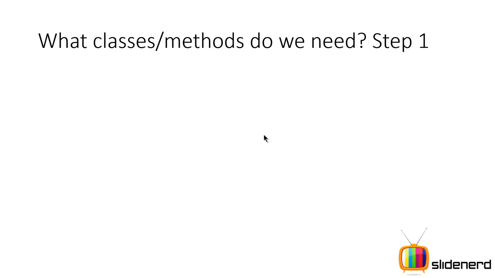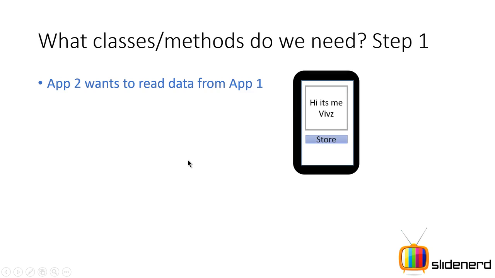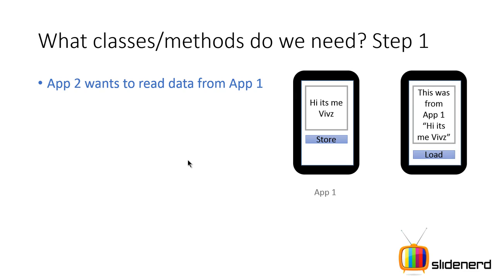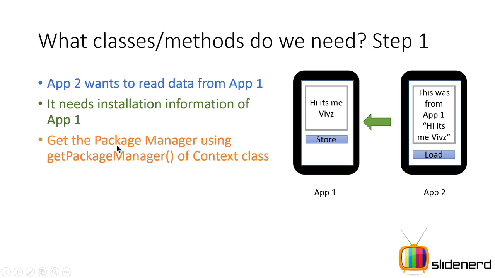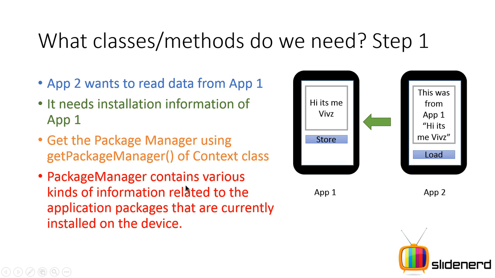So which classes or methods do we need for this kind of stuff? App 2 wants to read data from app 1. So you have your app 1 over here and you have your app 2 over here. The first thing that you need from app 2 is the installation information of app 1. Which folder is it installed in? Where is the file contained, and so on. So use getPackageManager from your context, which contains information related to the various application packages that are currently installed on your device.